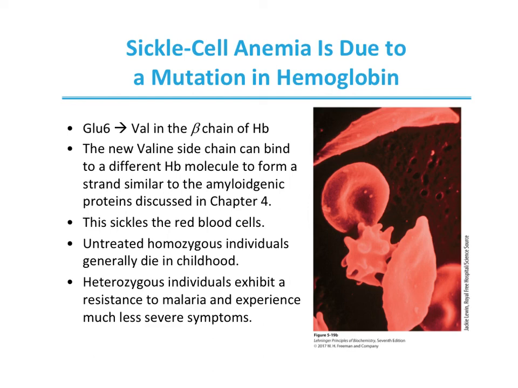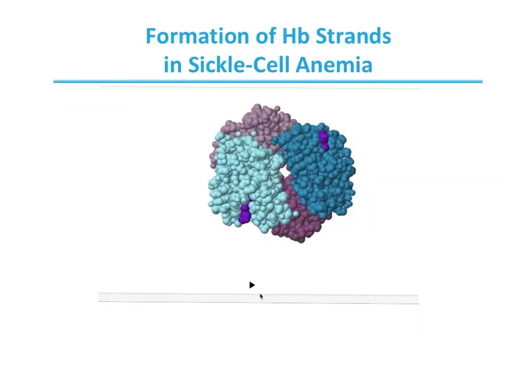Untreated homozygous individuals generally die in childhood, but heterozygous individuals exhibit a resistance to malaria and experience much less severe symptoms. And it is thought that the evolutionary adaptation for this is that it does give an advantage to people for resisting malaria, and if you're just heterozygous, then you can still live with the disease as long as you avoid chronic stress or excessive exercise.